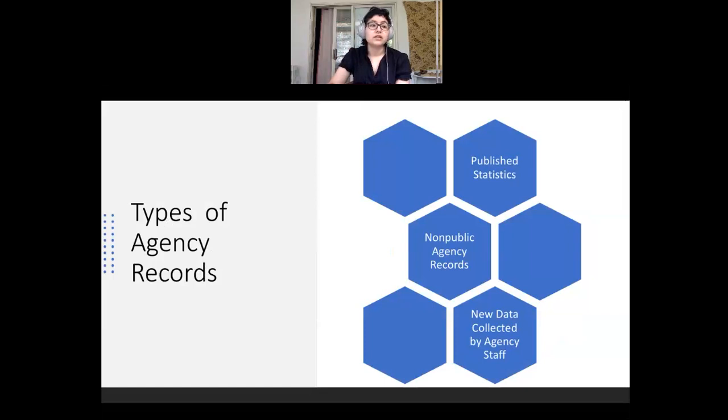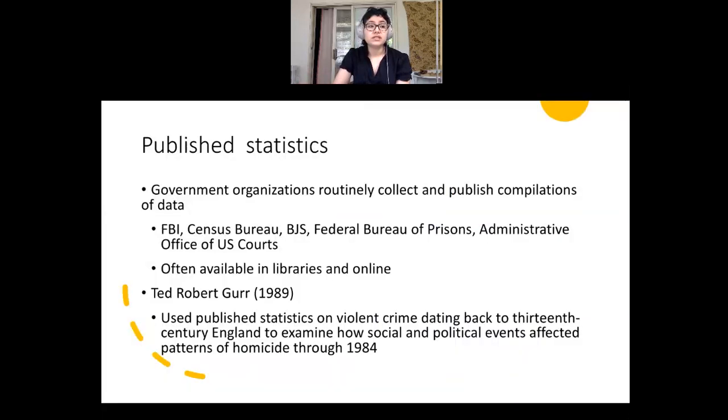So there are different types of agency records. There's published statistics, non-public agency records, and new data collected by agency staff, like if you're trying to work collaboratively with a criminal justice agency. Examples of published statistics would be the census, FBI data, Federal Bureau of Prisons, the annual survey of jails. Vera Institute just implemented a cool data query called In Your Backyard, where you can see, in your specific geographic location, the amount of people detained in jail in your area. These are often available in libraries and online. There's ICPSR, which has a whole bunch of data sets for people to look at. I'll also post that in the supplementary resources as well.